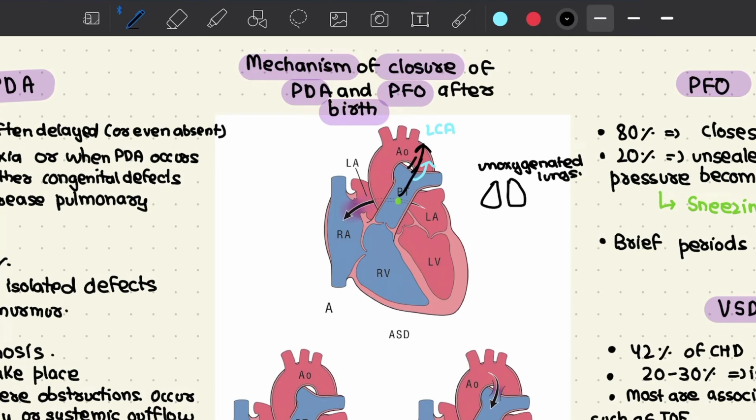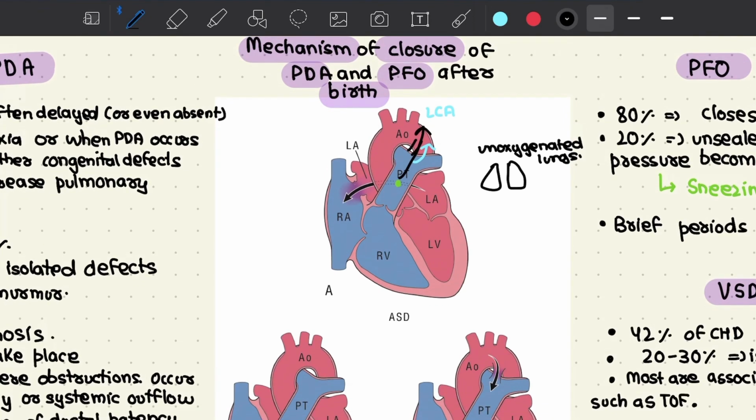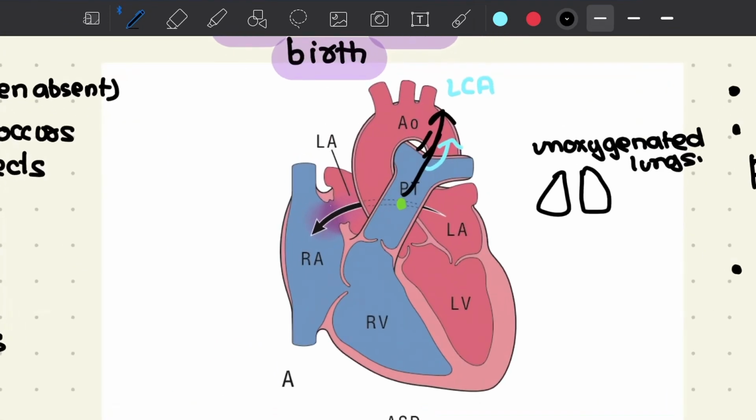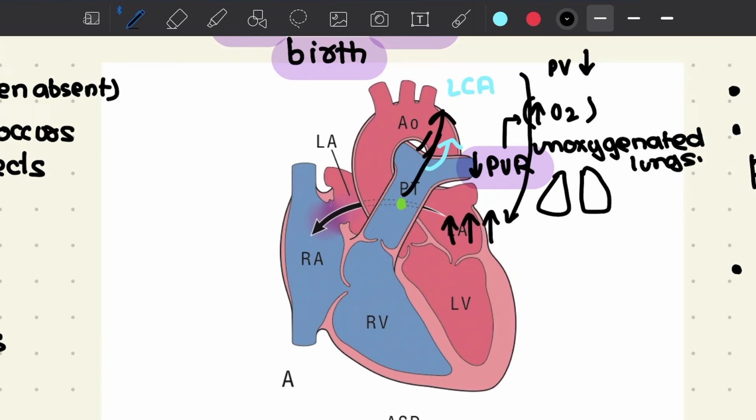The same happens to the foramen ovale, which is present between the left and the right atrium. This happens when the infant starts breathing, which leads to a fall in the pulmonary vascular resistance as a result of the increased oxygen being taken in by the infant. So a fall in the pulmonary vascular resistance, and due to the increase of flow into the pulmonary artery, leads to an increase in the pressure in the left atrium. There is establishment of a pressure gradient between the left atrium and the right atrium, and that leads to the closure of the foramen ovale.